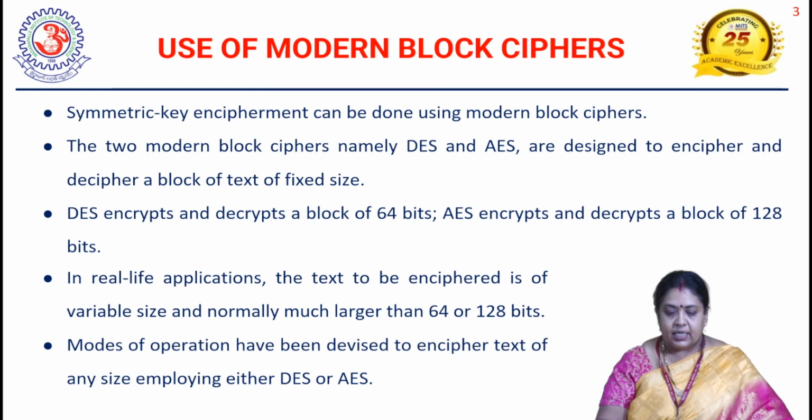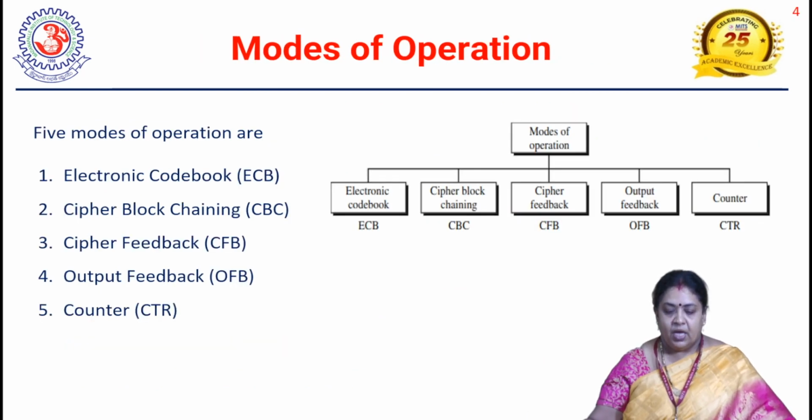Coming to these modes of operation, we have 5 modes of operation. One is called the electronic codebook mode, and the second is called cipher block chaining mode. Third is called cipher feedback mode, fourth is called output feedback, and fifth is called counter mode. These are the 5 modes of operation that we are going to discuss.